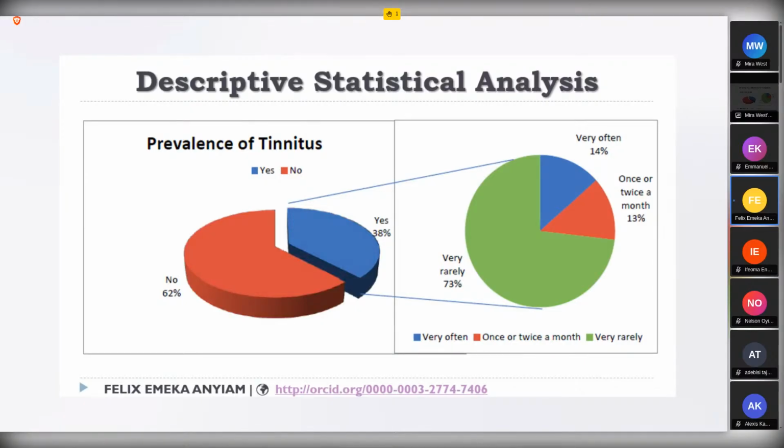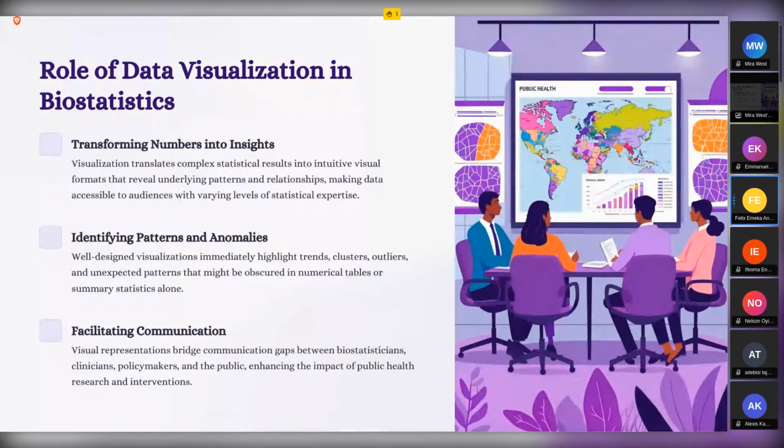So visualization is very powerful. It just tells you exactly what is happening just looking at it. So it helps transform the numbers into insight. So looking at those numbers, you are already getting inspiration of what is happening. You're already seeing a pattern if one exists, which helps to facilitate communication like we're doing right now. So we can easily look at those visuals and we can easily tell what is really happening. So it makes life easy.